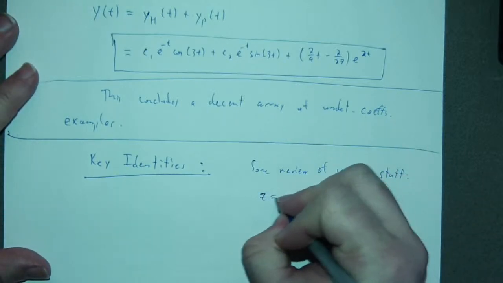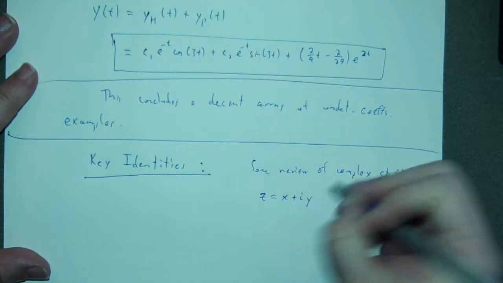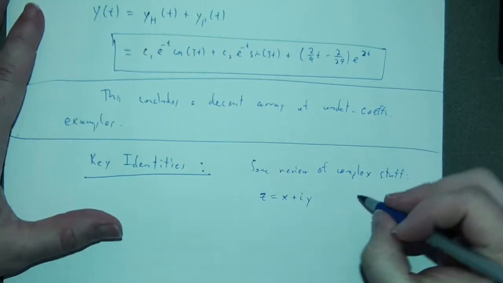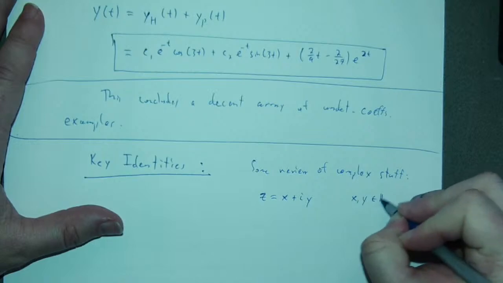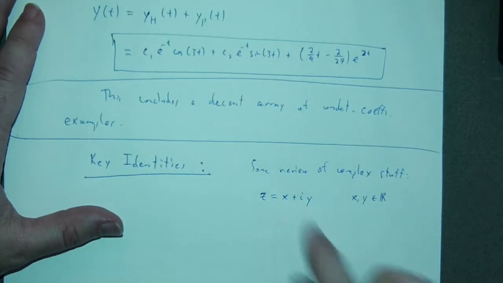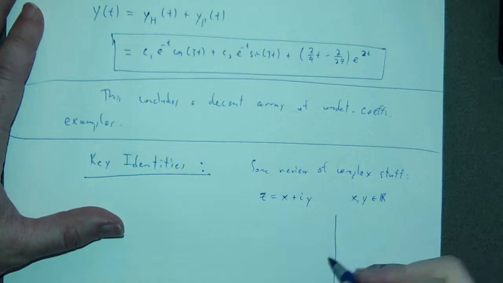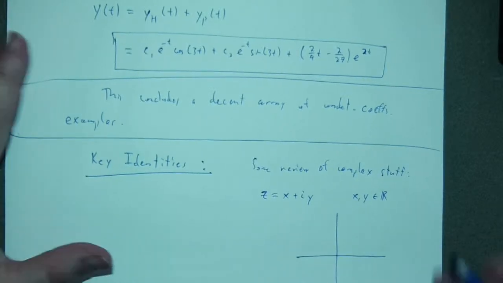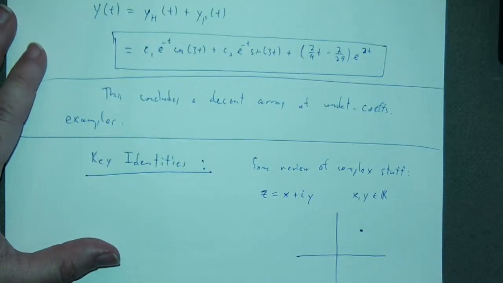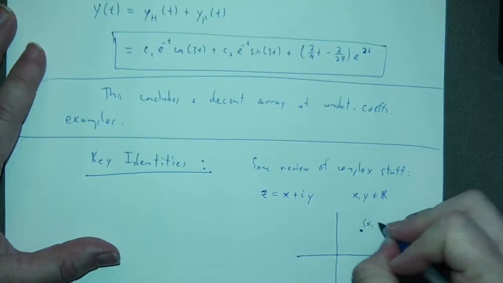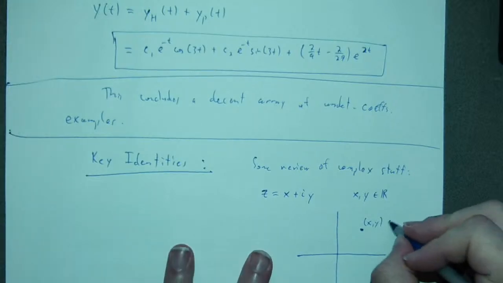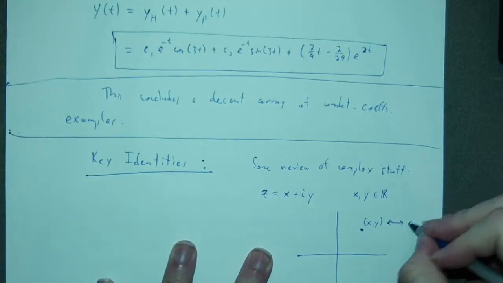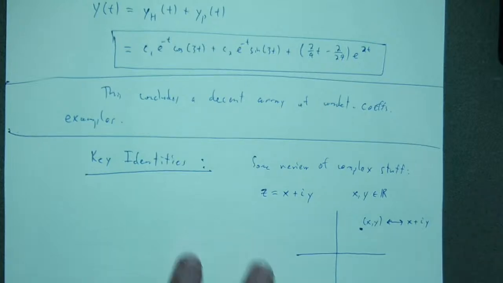So a complex number looks like this, where both x and y are real numbers. A complex number is x plus iy. Now you've seen at this point, or hopefully you've seen, that a complex number really can just be thought of as an ordered pair. If you have the ordered pair xy in the plane, that's algebraically identical to the object x plus iy. So complex numbers can be thought of as just points in the plane.